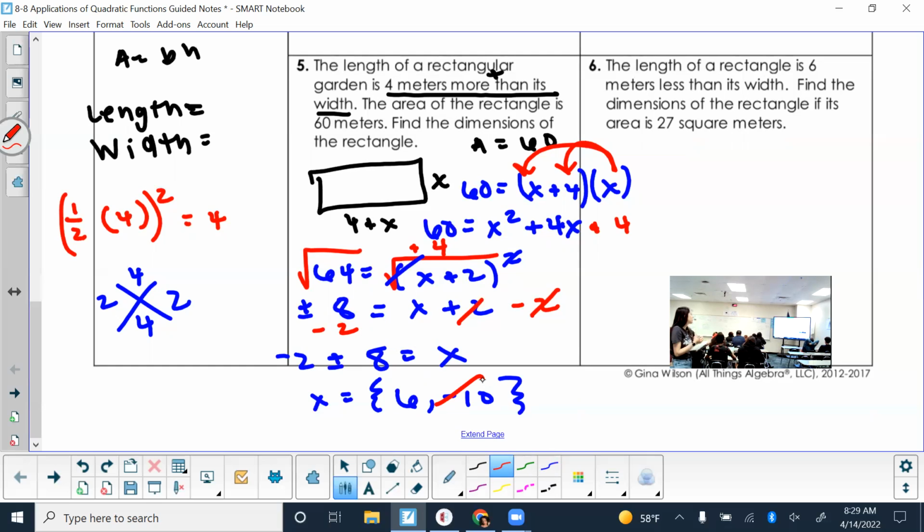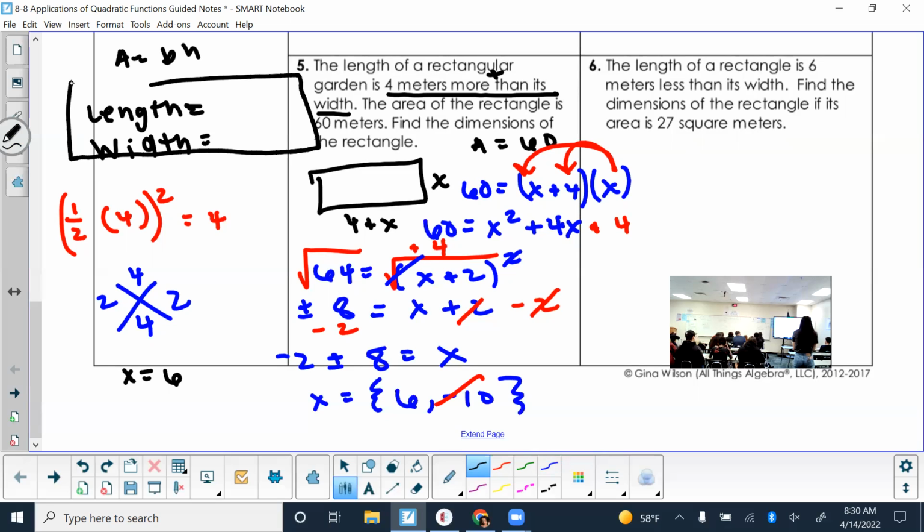So 6 is our x. But if you just put like x equals 6, that would be technically not full points because the problem asks for the length and the width. So if x is 6, then what's my length?